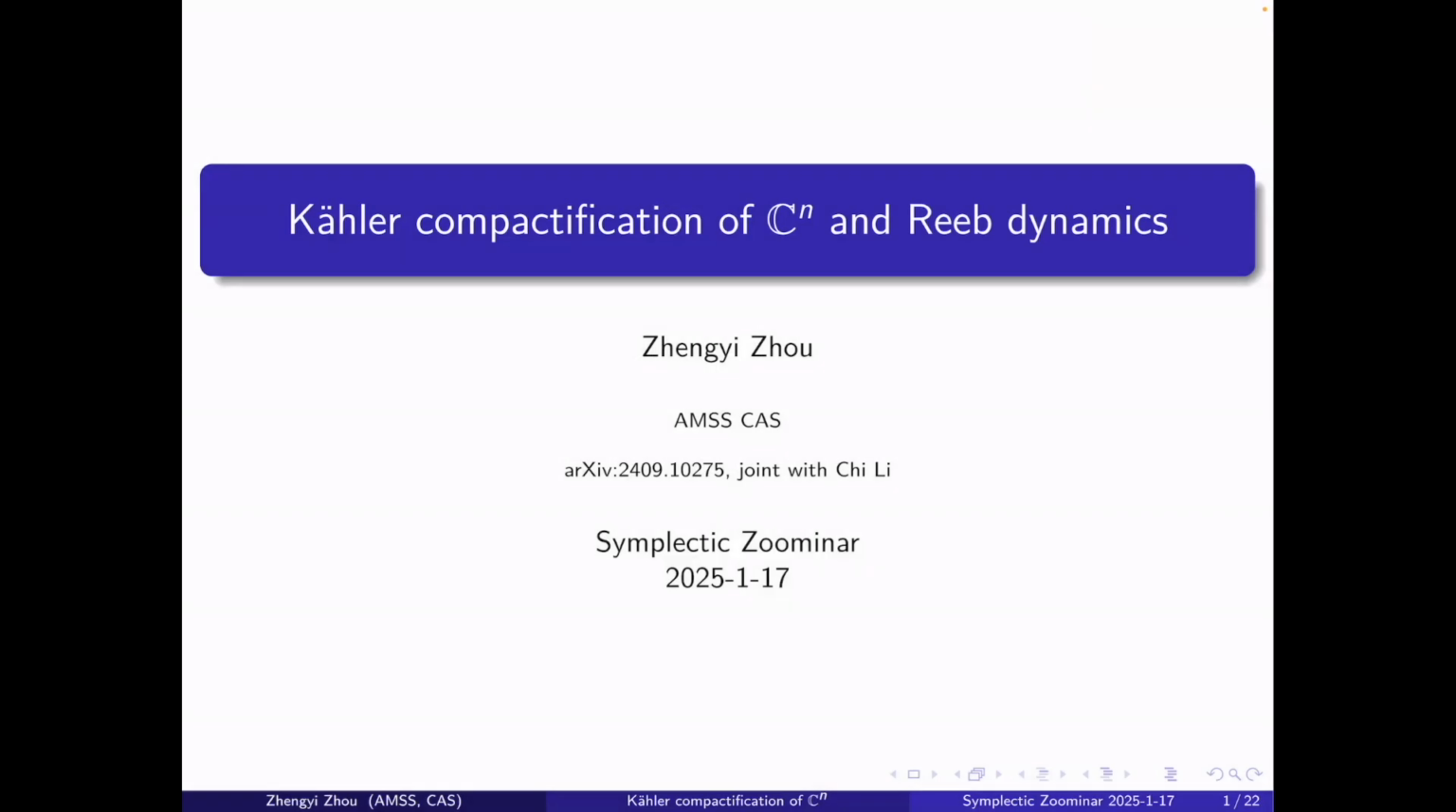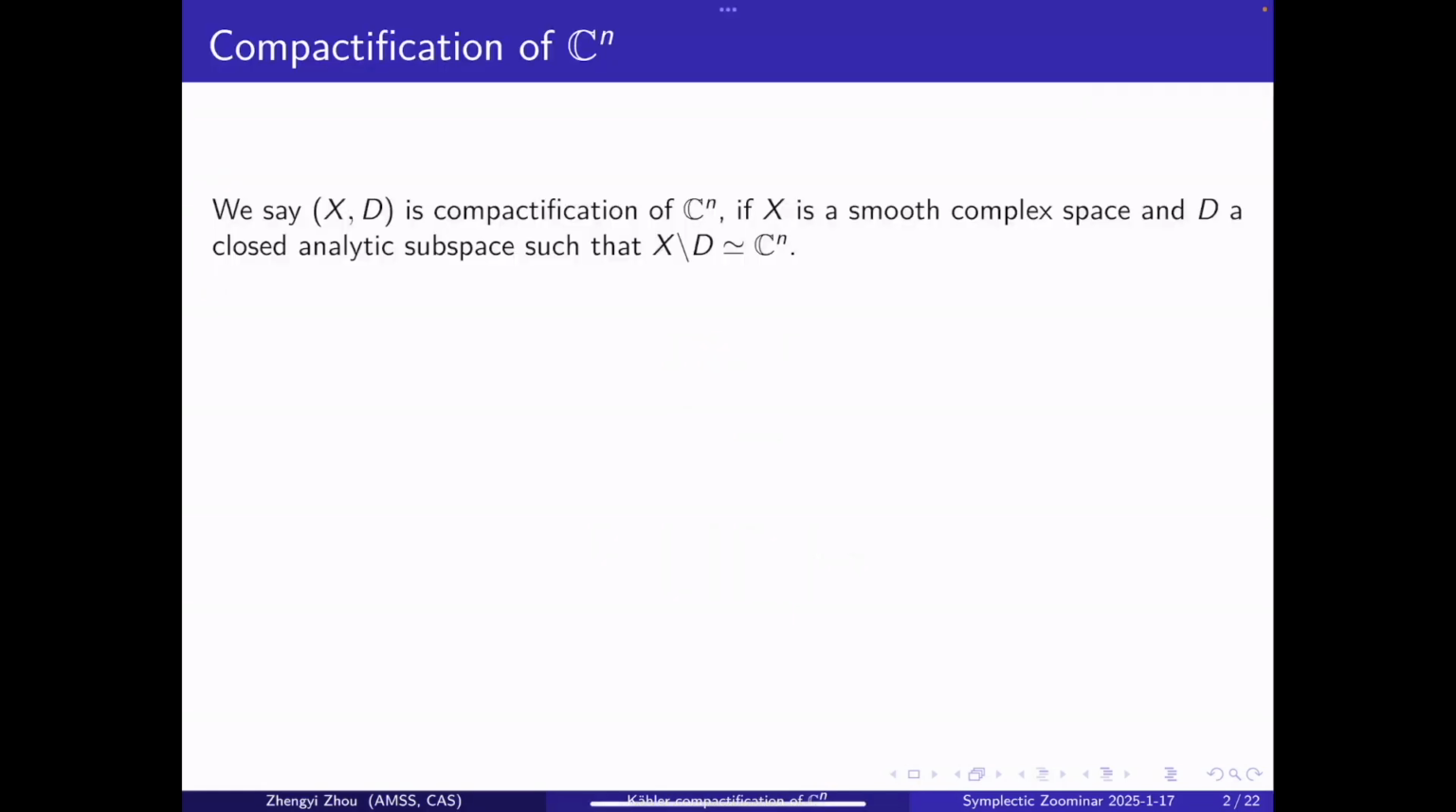So I will be talking about some results in complex geometry, but the method is from symplectic topology, mostly fairly standard tools from symplectic topology. So let me start with a question, which is a compactification of Cn.